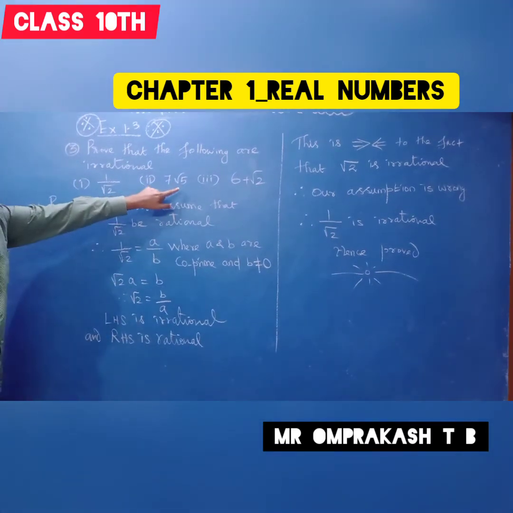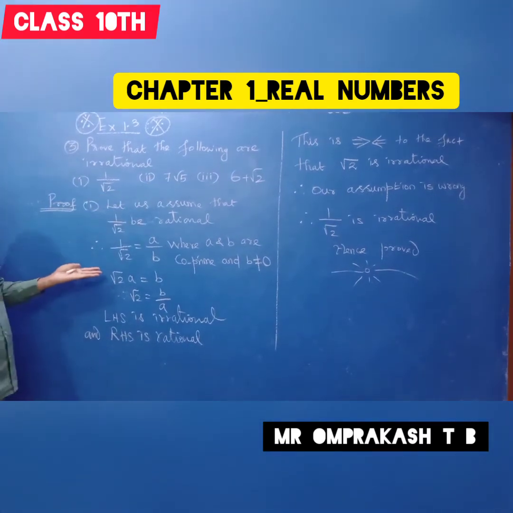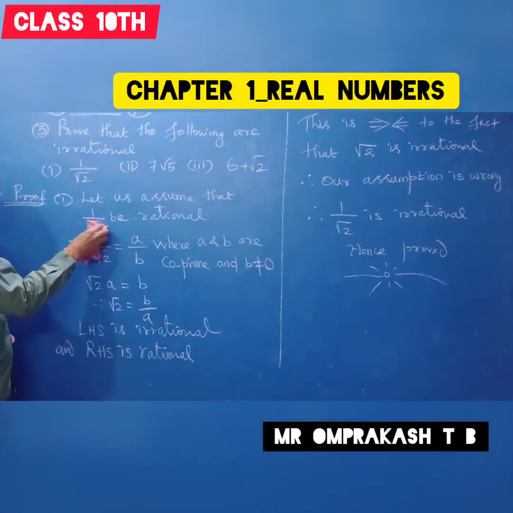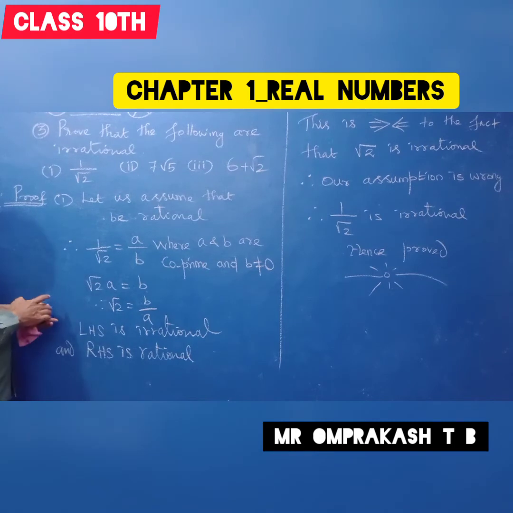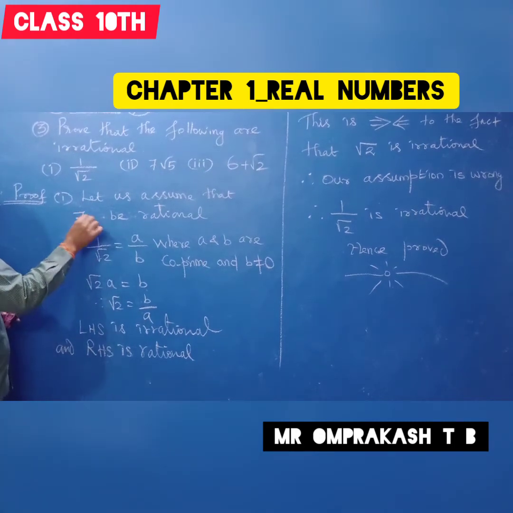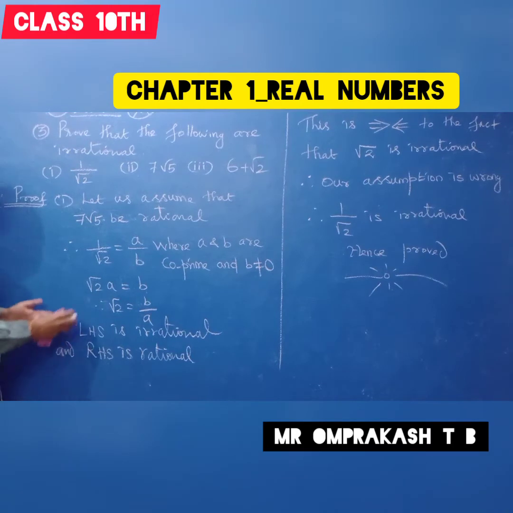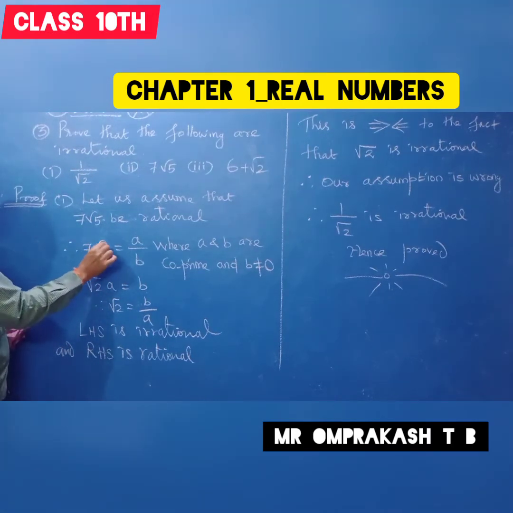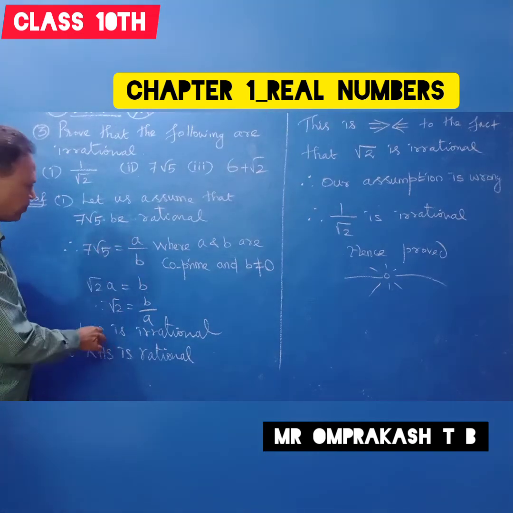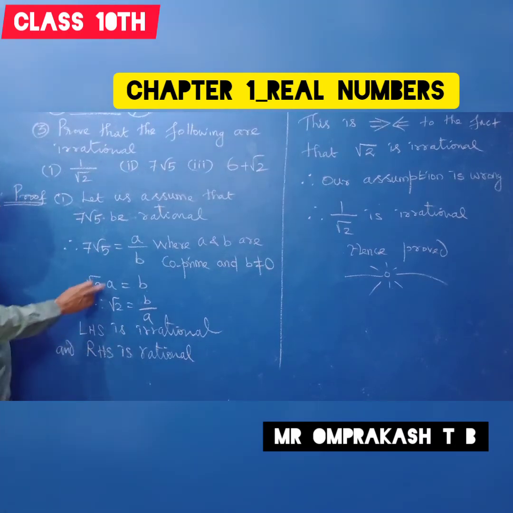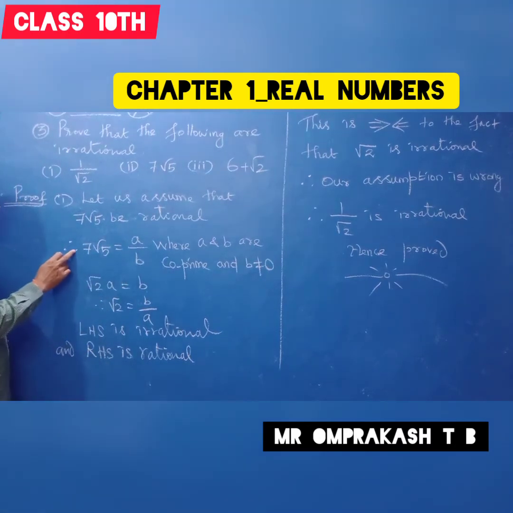Second, 7 by root 5 we can also prove the same way. Easily we can prove it. First, let us assume that 7 root 5 is rational. Therefore, this can be written in the form A by B, where A and B are co-prime and B is not equal to 0. Then you cross multiply. Clear?